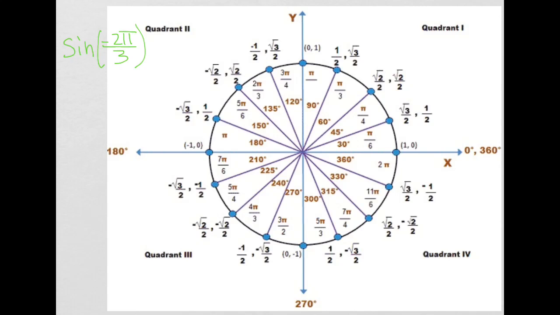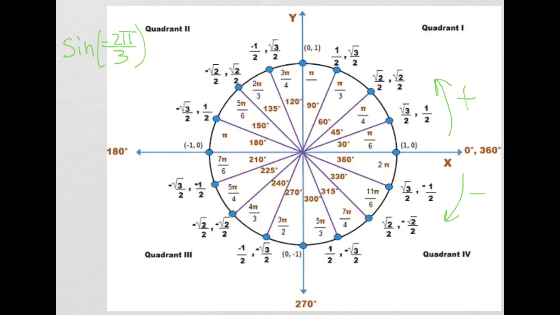Well, first off, remember, if your angle is positive, you're going to start going counterclockwise, and if it's negative, you're going to start going clockwise. So, since our angle value, negative 2 pi over 3, is a negative number, we're going to need to go clockwise.